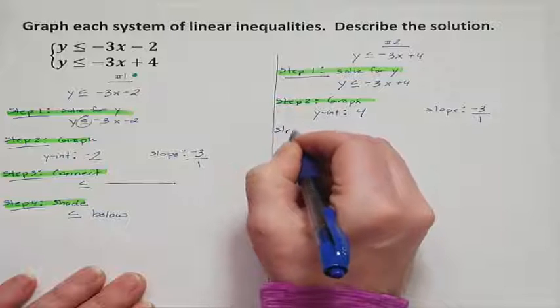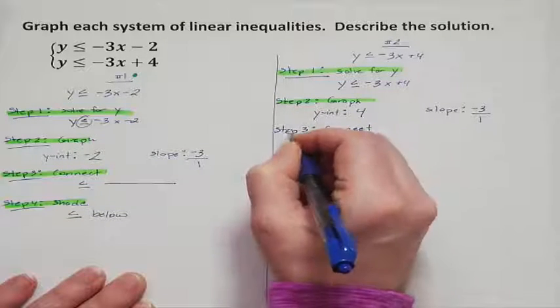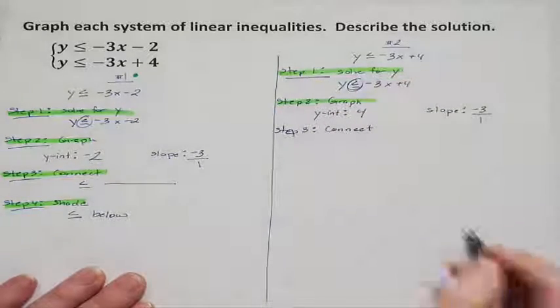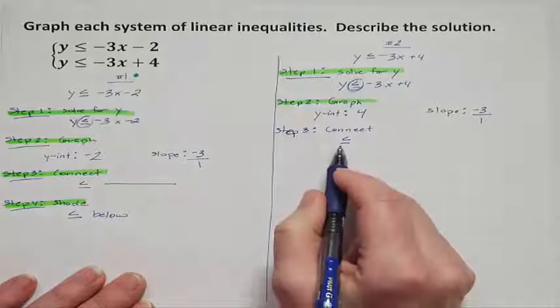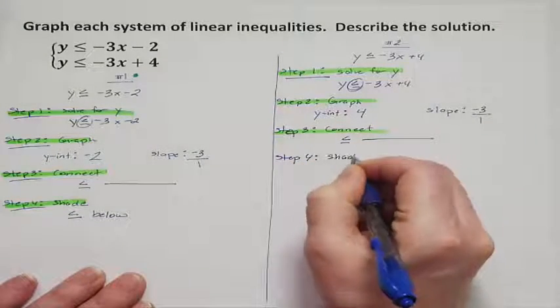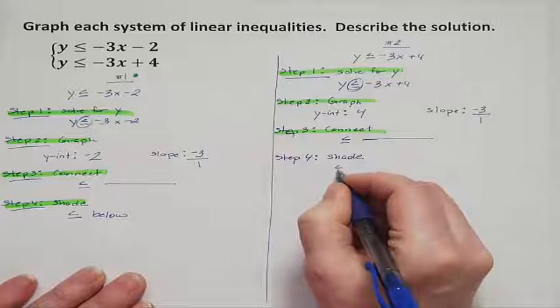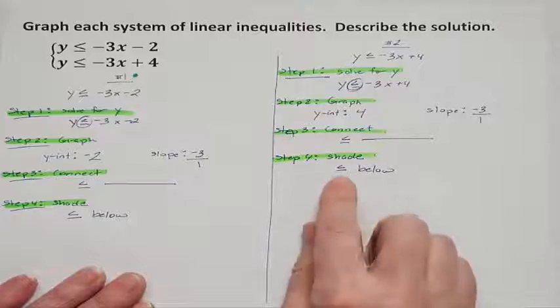Now step 3 tells us how do we actually connect these when we go ahead and graph. To figure out how to connect, we look at the symbol that we ended with in step 1. This is the symbol we ended with in step 1. Equal to meant that we are connecting with a solid line. Now step number 4. Step number 4 is how do we shade it? Looking at the symbol left over in step number 1, we're supposed to shade below. Less than is always below.